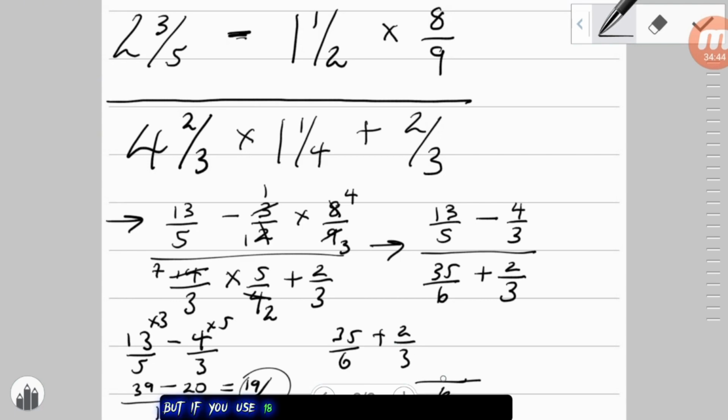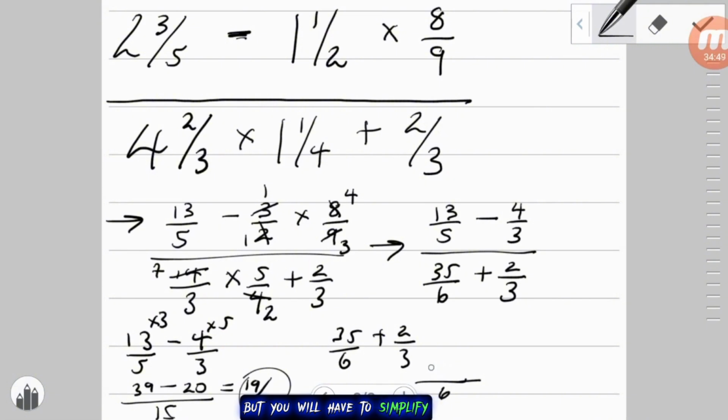But if you use 18, you will also get the correct answer, but you will have to simplify. 6 divides into 6 goes 1 times, and 3 into 6 goes 2 times. So 35 times 1, 35, and 2 times 2 is 4. So we end up with here 31 over 6.